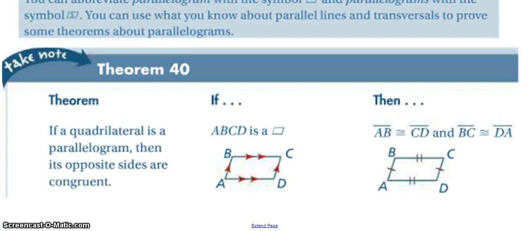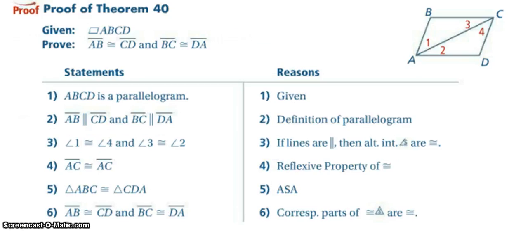So our first theorem involving parallelograms is Theorem 40. It states that in a parallelogram, my opposite sides are congruent. So AB would be congruent to CD, and likewise BC is congruent to AD. So for our proof for Theorem 40, the only thing given to us is that ABCD is a parallelogram. So based off that, we need to prove my congruent opposite sides.